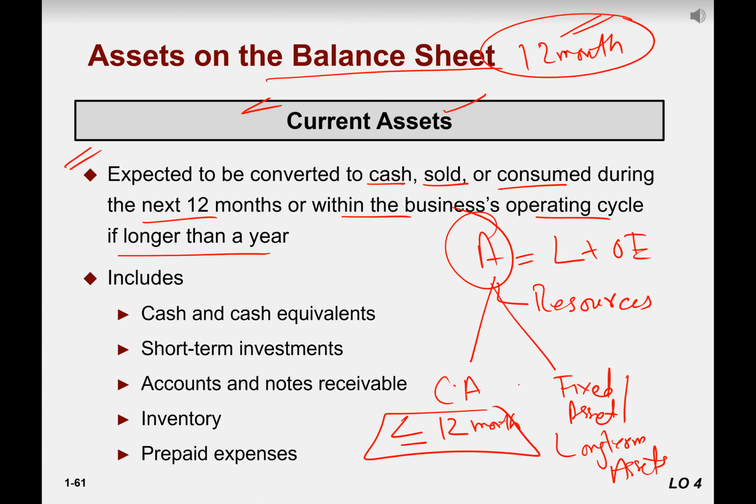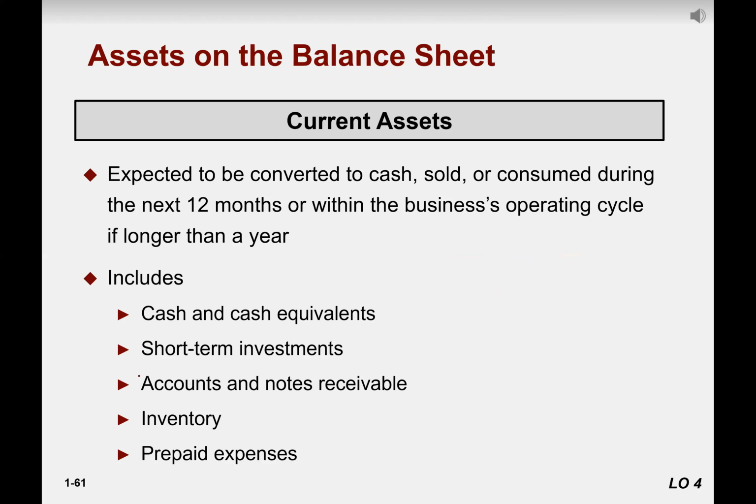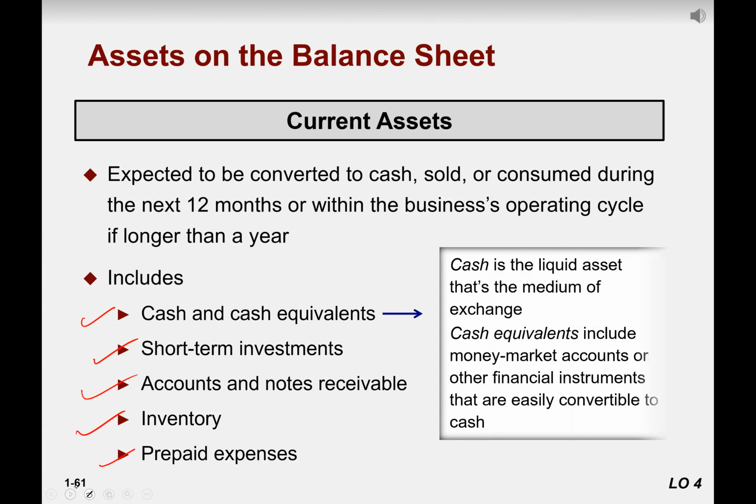But in some circumstances, it is for more than one year. For that purpose, the current assets definition changes to the accounting cycle of the financial year. But normally, current assets are those whose lives are up to 1 year. That's it. So what are their categories? Cash and cash equivalents, right? Then short-term investments, accounts and notes receivable, inventory, prepaid expenses. So what are cash and cash equivalents?